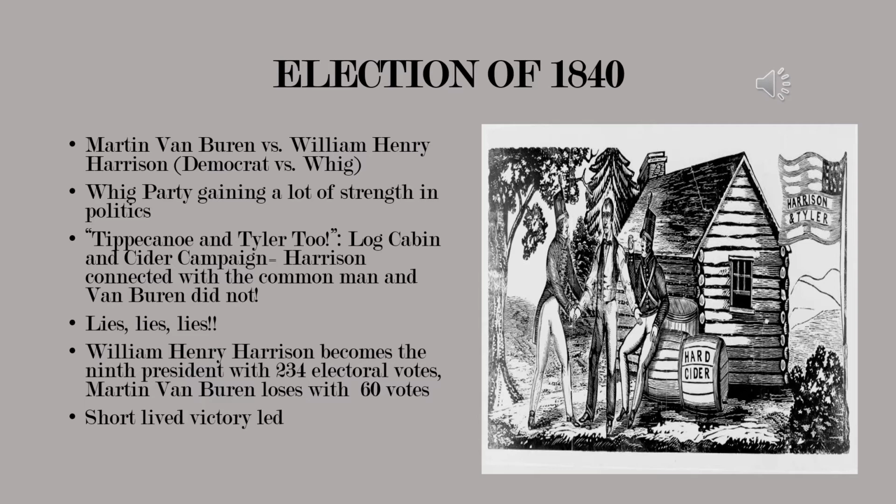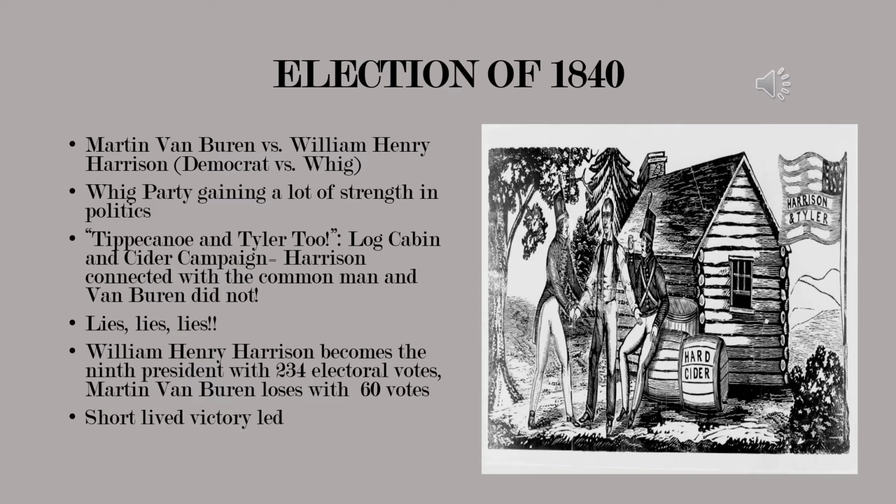And he's also really going to appeal to the American public with something called the Log Cabin and Cider campaign. So he's going to use hard cider, so alcohol, and this visual of log cabins to make himself seem like a Westerner who's down to earth, who's very middle class, and he's going to appeal to the common man the same way Andrew Jackson did by appealing to these sort of things. And this is really going to connect him with the common man and make the American public feel like Martin Van Buren is not connected to them as well.